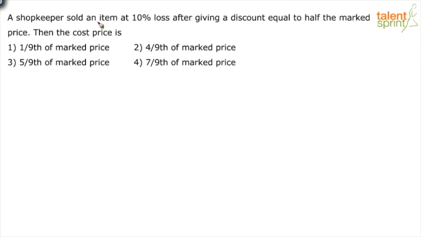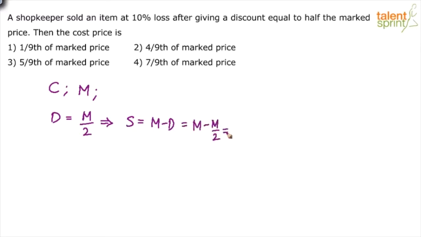So a shopkeeper sold an item at 10% loss after giving a discount equal to half the marked price. Then the cost price of the item is. So let us assume the cost price of the item is C and the marked price is M. According to the question, the discount given was how much? Half the marked price. So discount is equal to M by 2. What is the selling price? You know that selling price is marked price minus discount. So M minus M by 2 is M by 2.